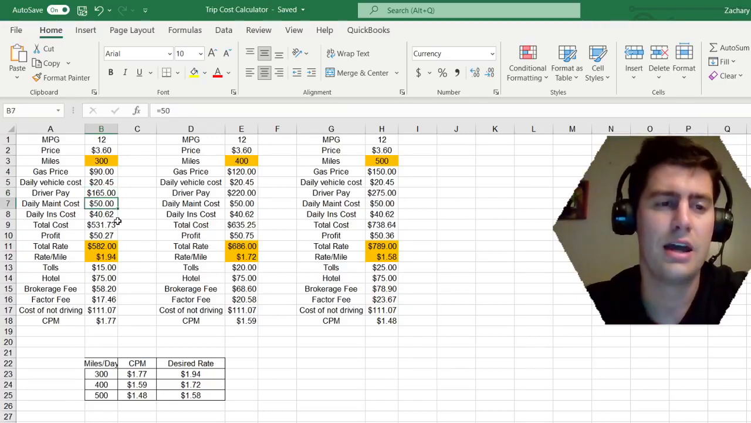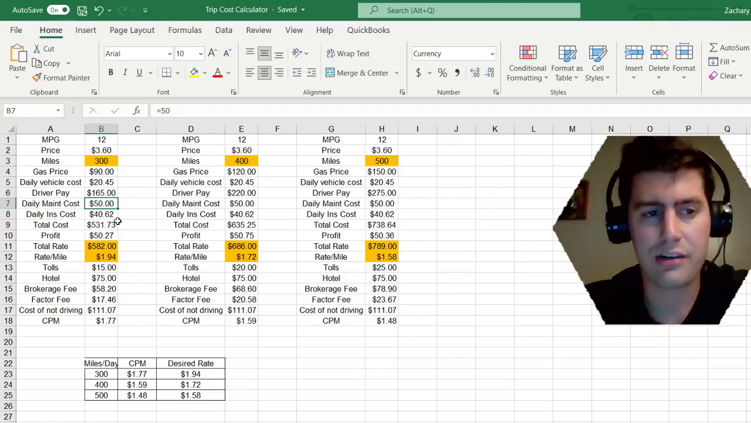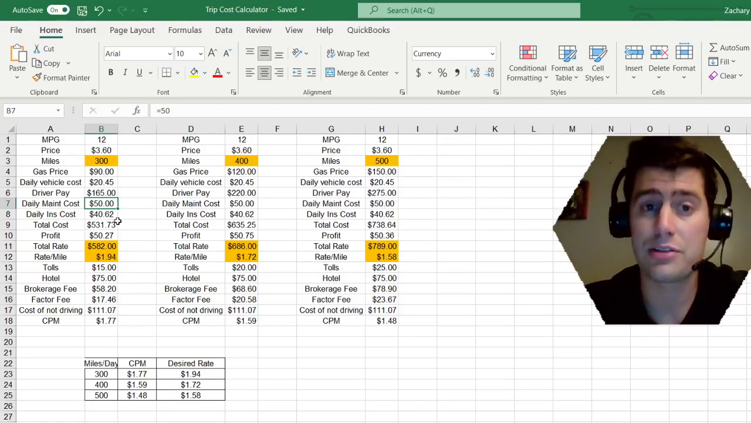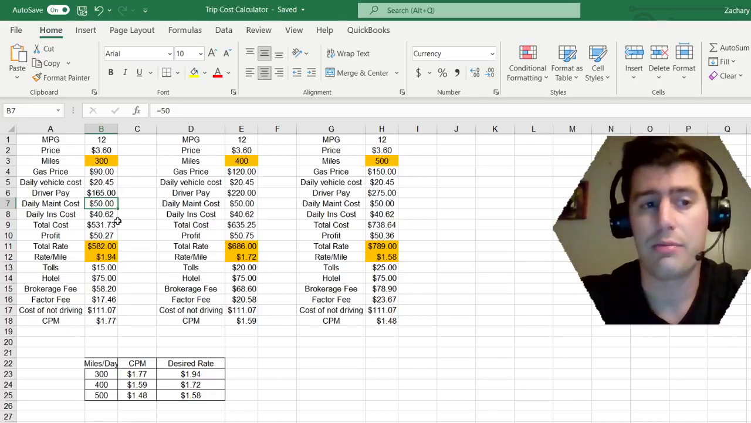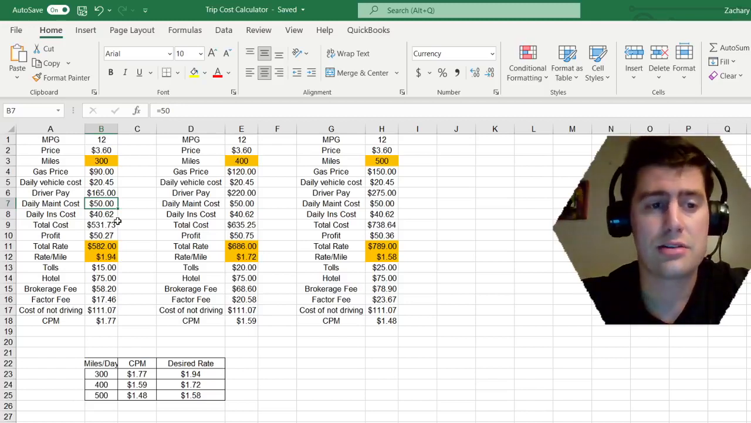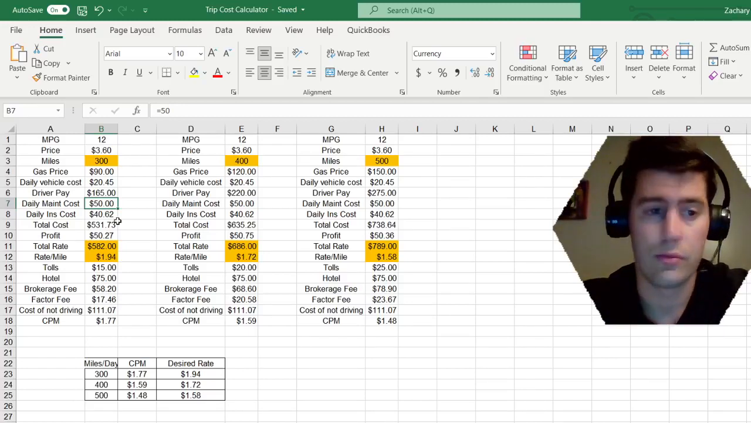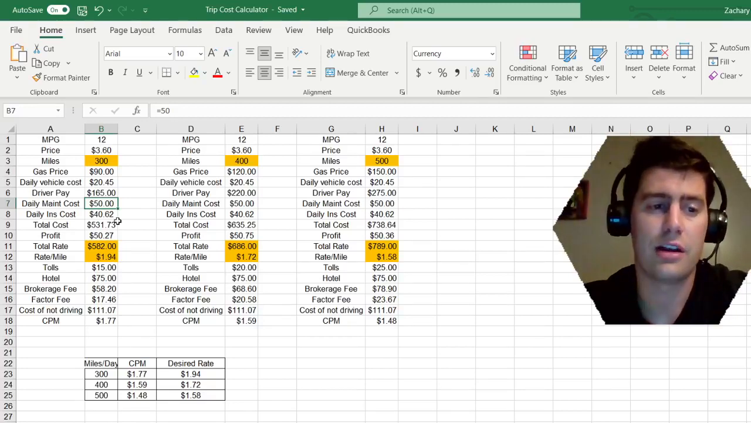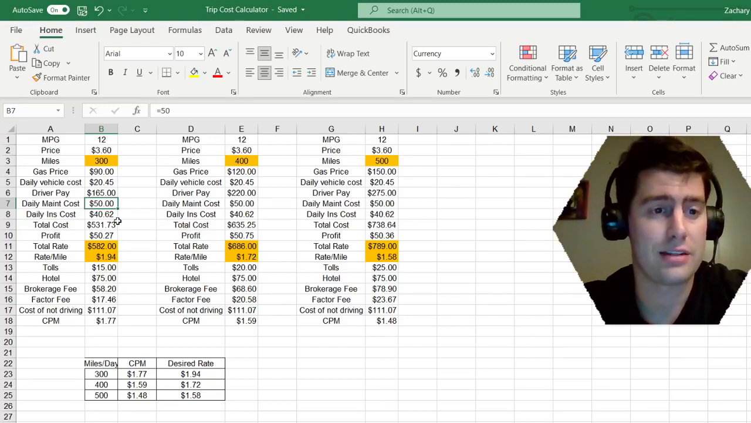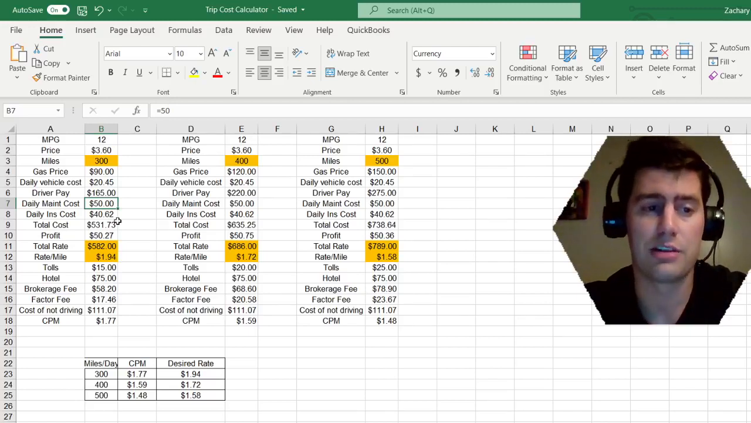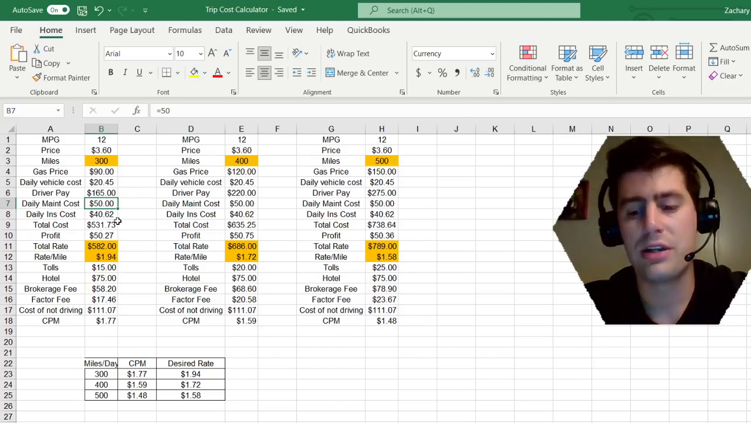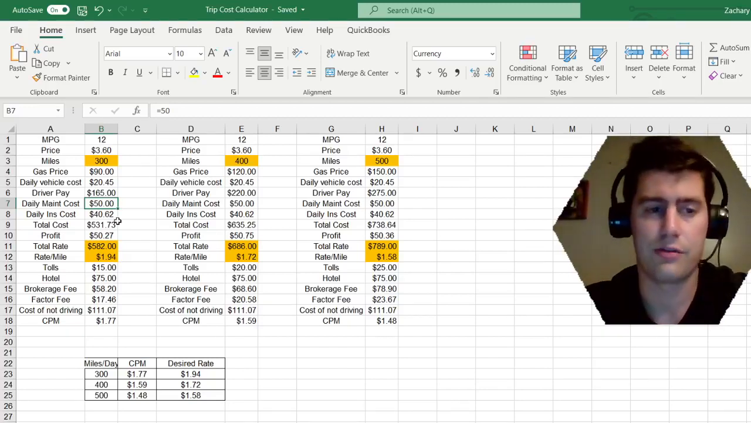Daily maintenance cost. I don't know for sure if this is accurate, but it's a rough guess. I'm hoping it's too high rather than too low, but I put 50 in there, assuming maybe I'll spend $1,000 a month on maintenance, whether that be oil changes, new tires, new brakes, whatever. I'm just hoping for the best, preparing for the worst. I think that might be a little high. Hopefully I can bring that down as I learn more about this industry and my truck. But for now, I'm planning on spending $50 per day on maintenance. It doesn't really matter what the number is. You just want to make sure you're calculating and accounting for it.